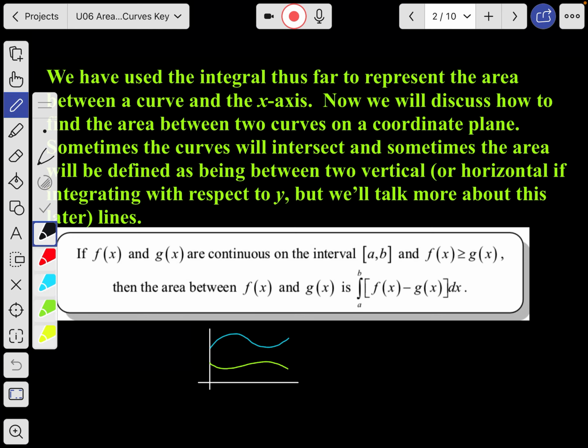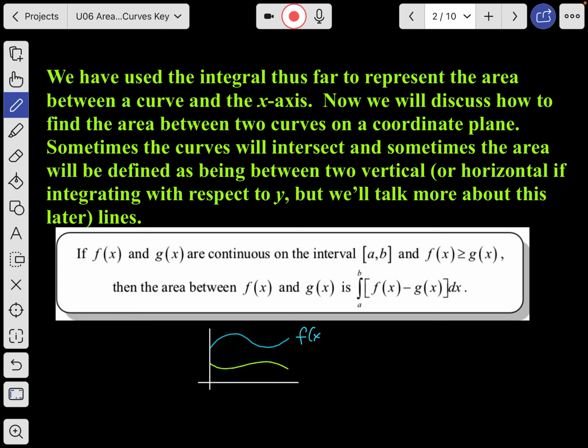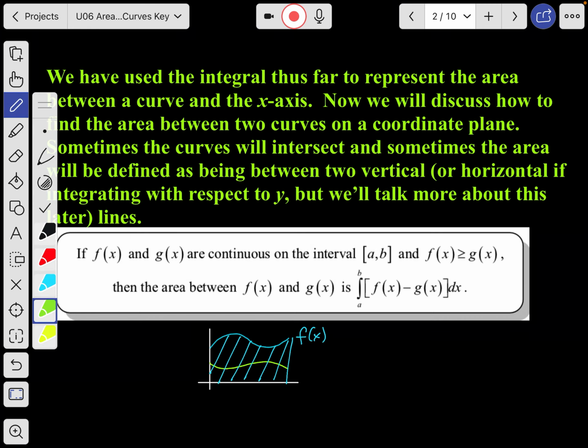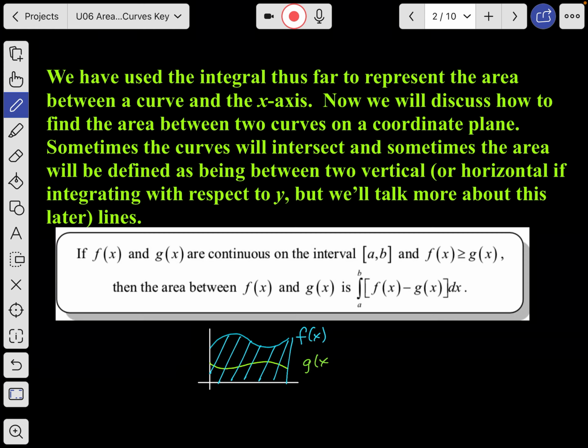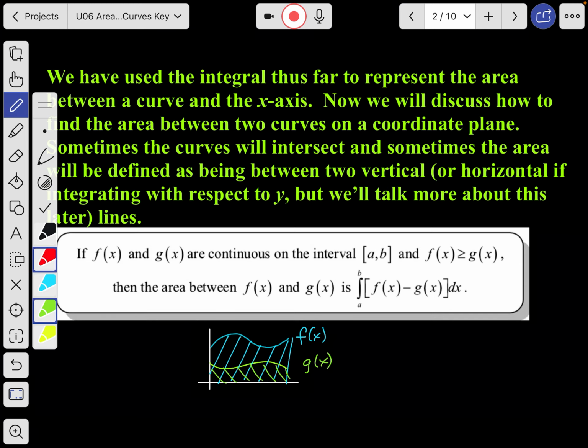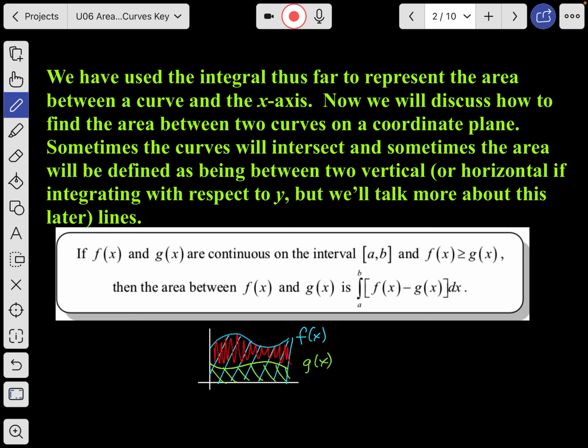So if I've got my f of x function, this blue line, and my g of x function, the green line, if I wanted to find the area between the curves, I'd find the area under the f of x curve, then find the area under the g of x curve, and then I would just subtract the two, and I would be left with the area in between the two curves.